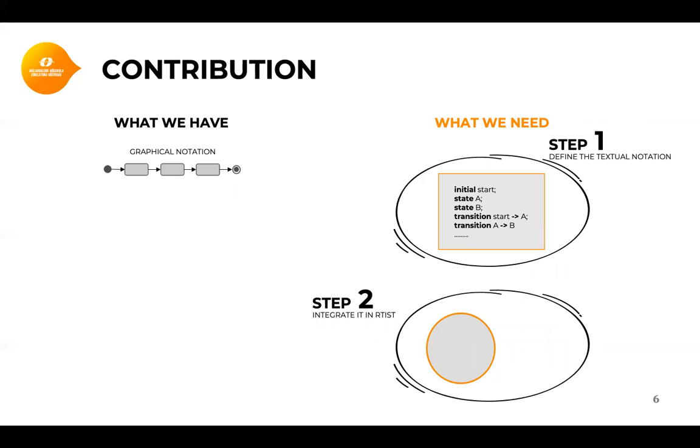In this work, we narrow our focus only to the behavioral part, meaning state machines, and our contribution consists of what we need to turn Rtist into a blended modeling environment. The first step in doing that is defining a textual notation, and the second step is integrating the textual notation in Rtist so that we can later provide synchronization mechanisms that will ensure consistency between the two notations. But we have to make sure that these two notations are at least partially overlapping.